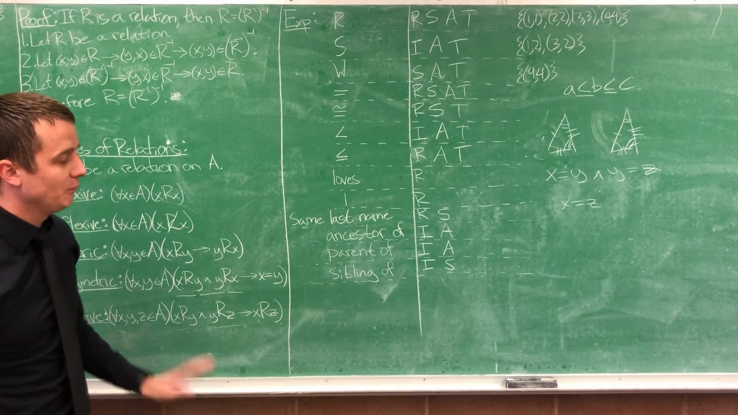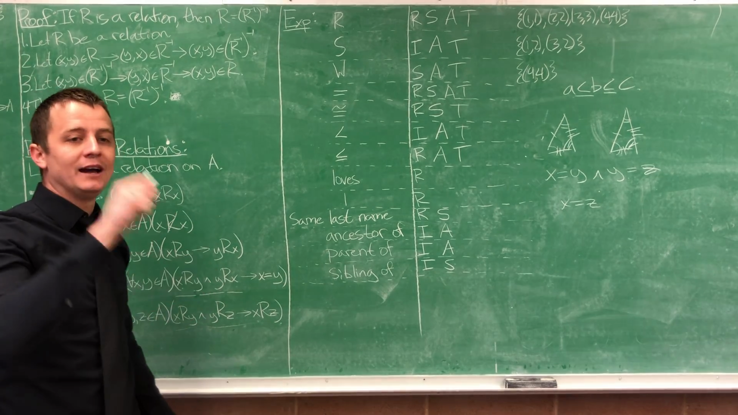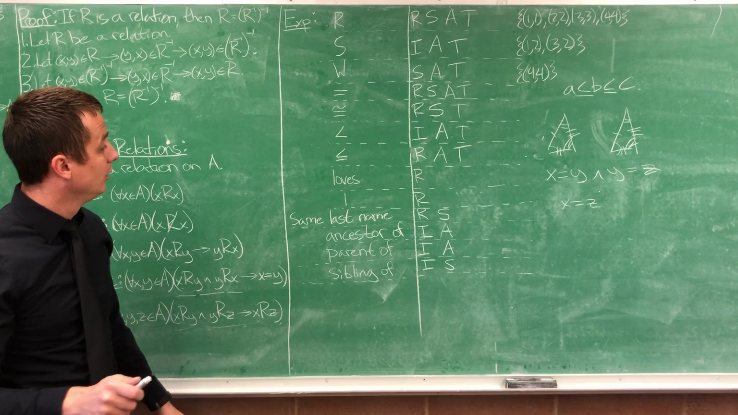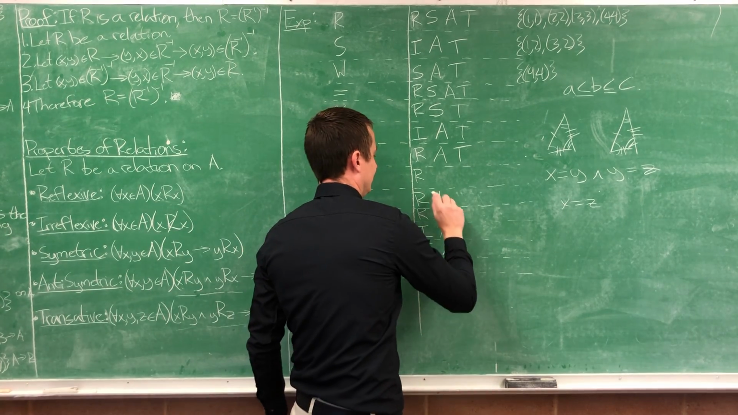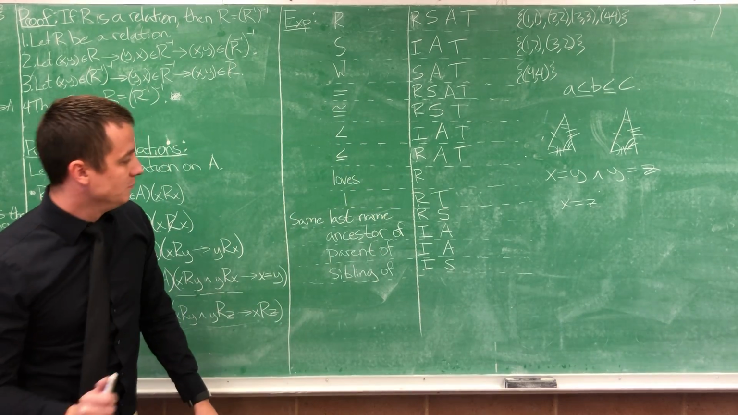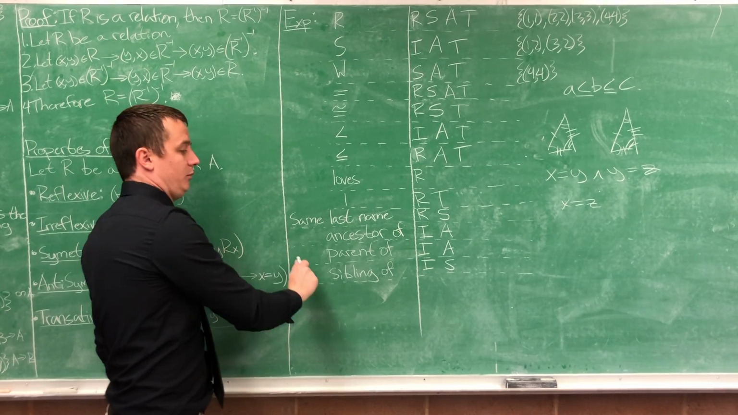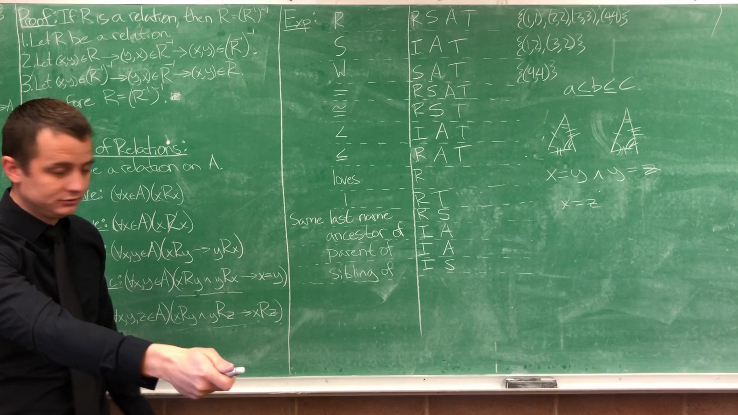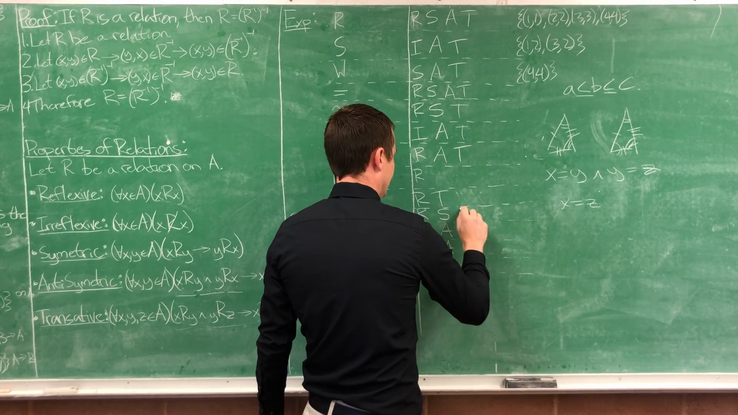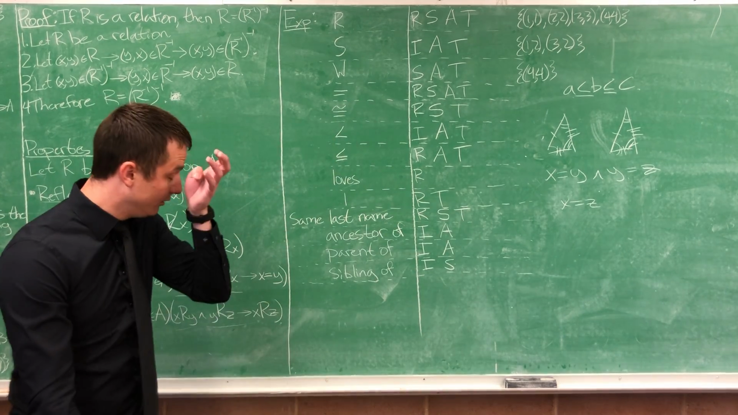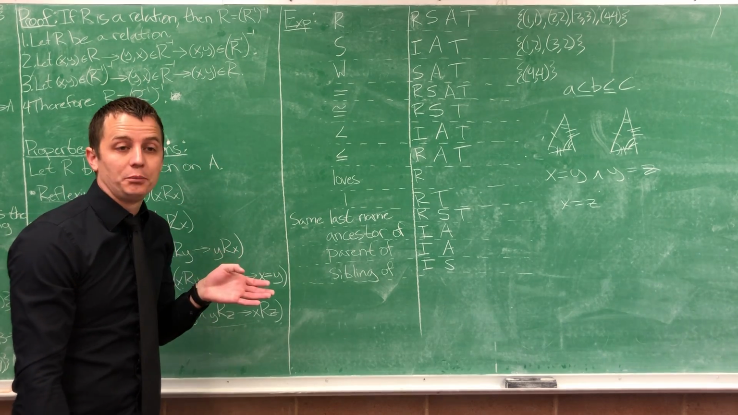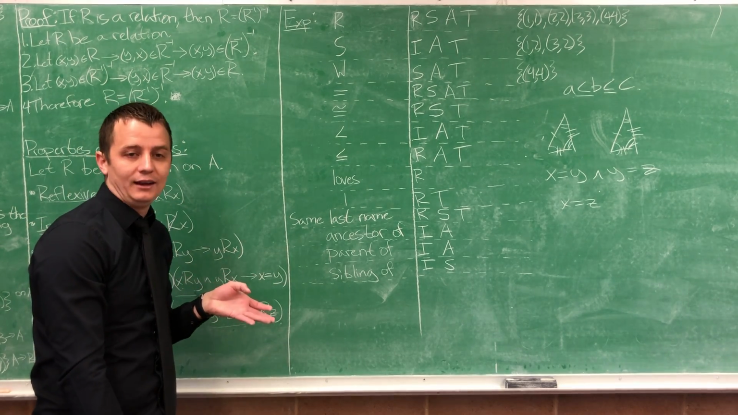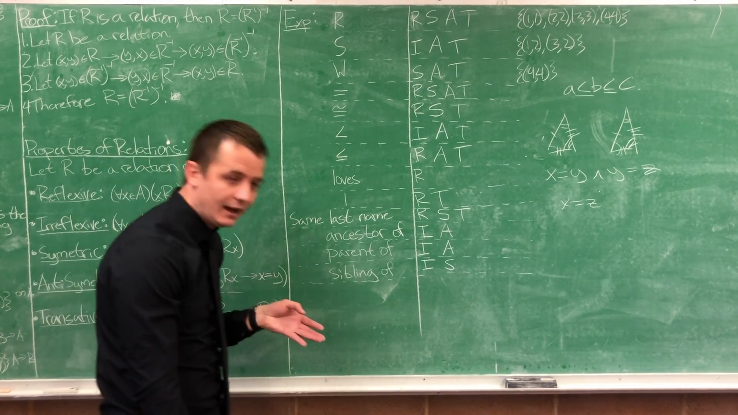Okay. Same last name. If I have the same last name as Jack and Jack has the same last name as Jill, do I have the same last name as Jill? Yes. Transitive. Ancestor of. If I'm an ancestor of Bob and Bob's an ancestor of Frank, am I an ancestor of Frank? Yes.